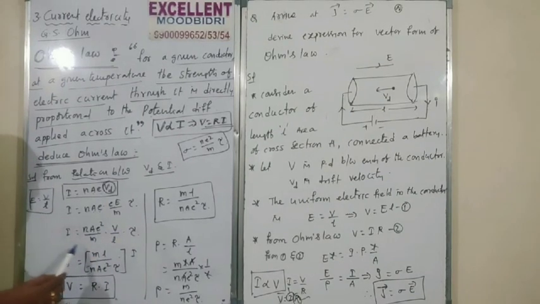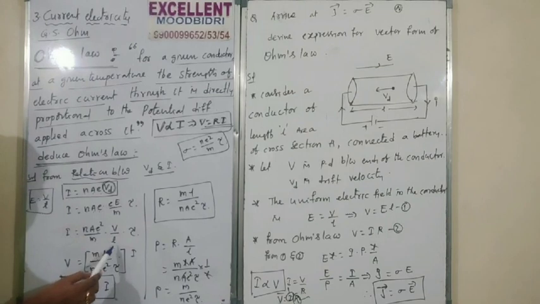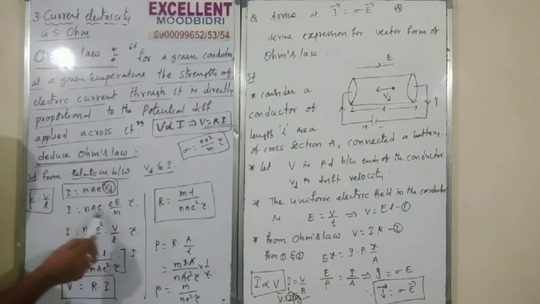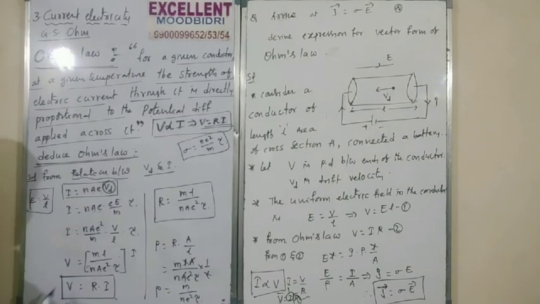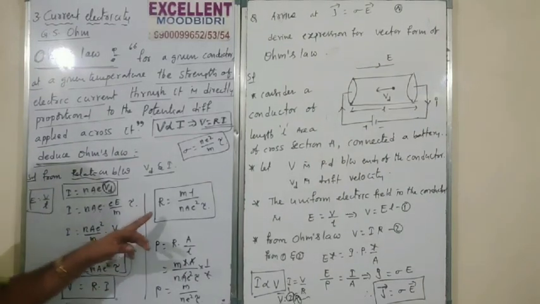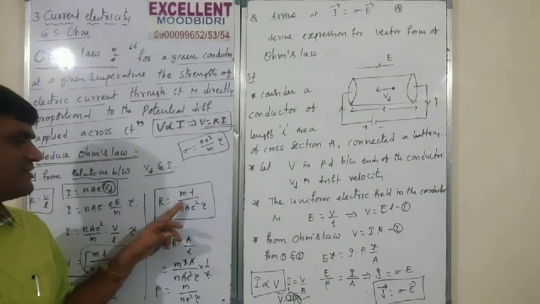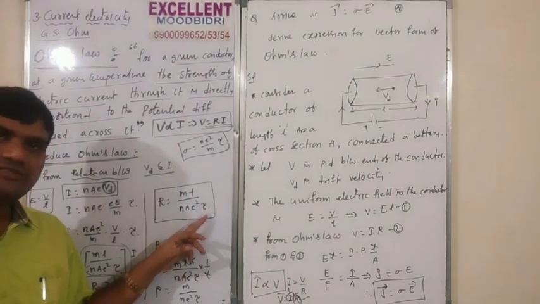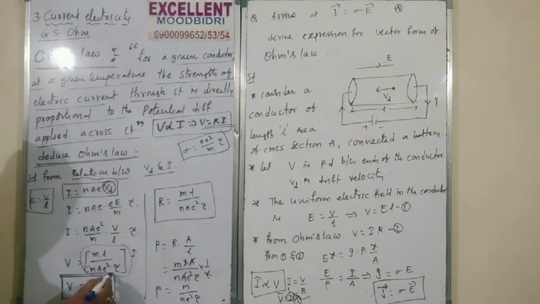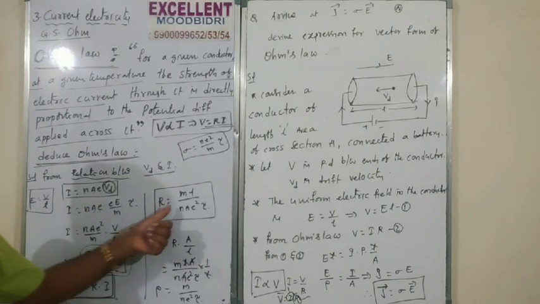Now I want V. So V is equal to m into L, transferred to that side, m into L divided by all of this, which becomes the denominator. Therefore n A e square into tau. So V is equal to I into this total, which we will consider as R. Therefore V is equal to R into I, where R is equal to m L divided by n A e square into tau. This is our Ohm's law derivation. Finish. V is equal to IR, where R is equal to this.